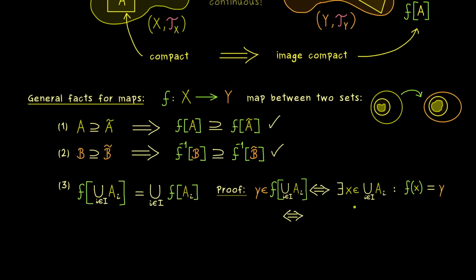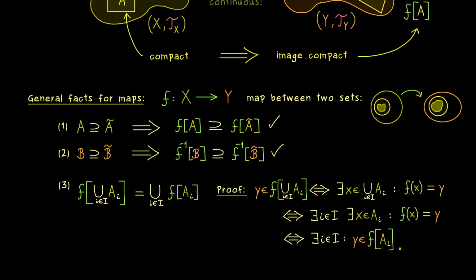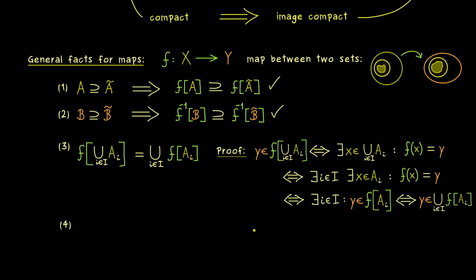And indeed, the union just tells us that there is at least one fixed A_i where this x lies in. In other words, we find an index i in capital I such that x lies in A_i. And now this helps a lot because this last part just means that y lies in the image of this specific A_i. And moreover, this is equivalent to y being in the union of all the images. So in summary, all the arguments work in both directions, so both sets are actually the same. So the proof was not so complicated.